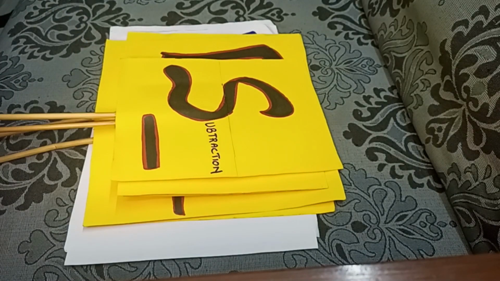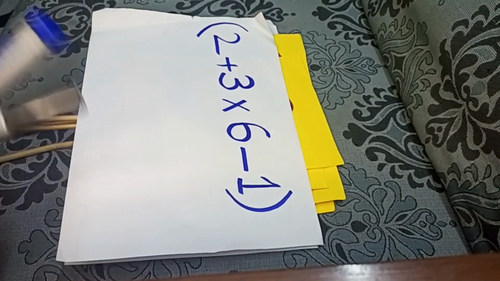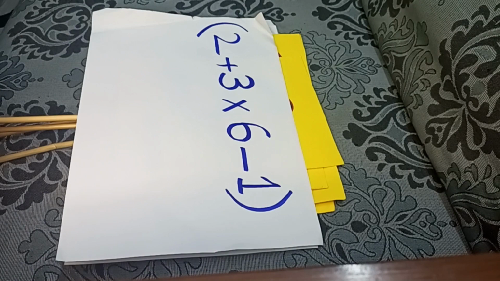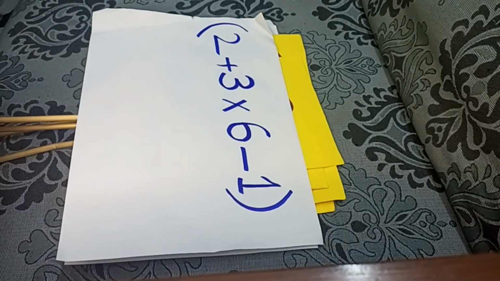So, how to solve through BODMAS? It's a basic maths rule that you have to apply whenever you have these four operations in any equation. For example, let's understand BODMAS with a few examples. We have one equation: 2 plus 3 multiplied by 6 minus 1. These are all operations in one bracket.